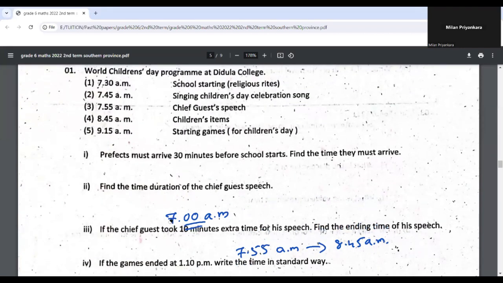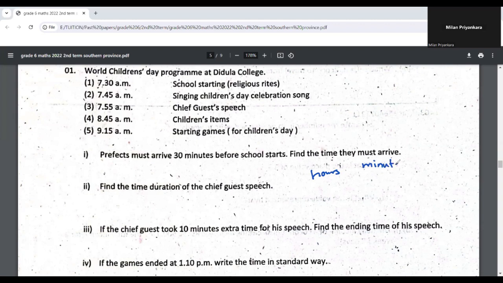Now you need to do a subtraction of time. Let's write hours and minutes. It has to end at 8:45, and it has to start at 7:55.